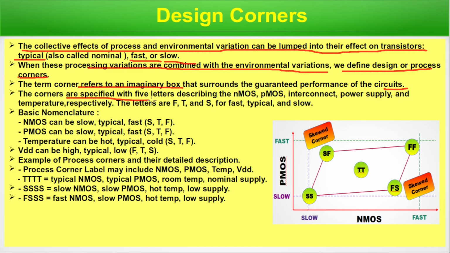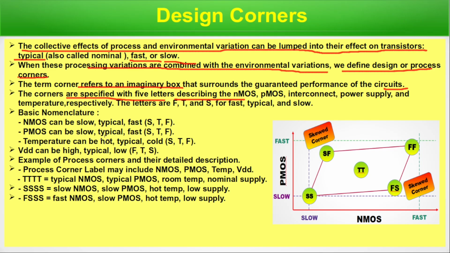The corners are specified with 5 letters describing the NMOS, PMOS, interconnect, power supply and temperature respectively. The letters are F, T and S for fast, typical and slow. So basic nomenclature, NMOS can be slow, typical and fast, that is S, T, F. PMOS can be slow, typical, fast, that is S, T and F.